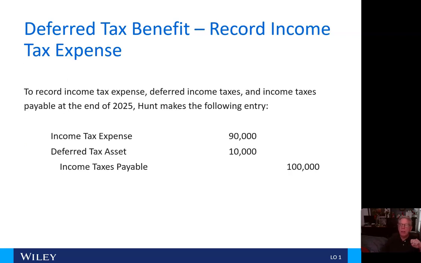Now, if we look at the recording of income tax expense, deferred income taxes, and income taxes payable at the end of 2025, Hunt is going to make the following entry. It will have income tax expense of $90,000, deferred tax asset of $10,000. So the income taxes payable will be $100,000.